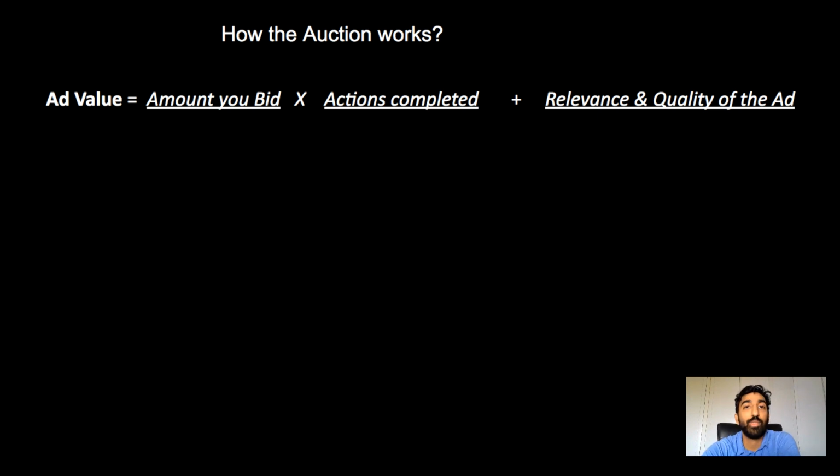So, in terms of how the auction works, this is super interesting. This is the formula I think that Facebook uses, which is basically how they classify the ad value, which is a function of the amount you bid multiplied by the actions completed on the ad, and then adding on the relevance and quality of the ad.